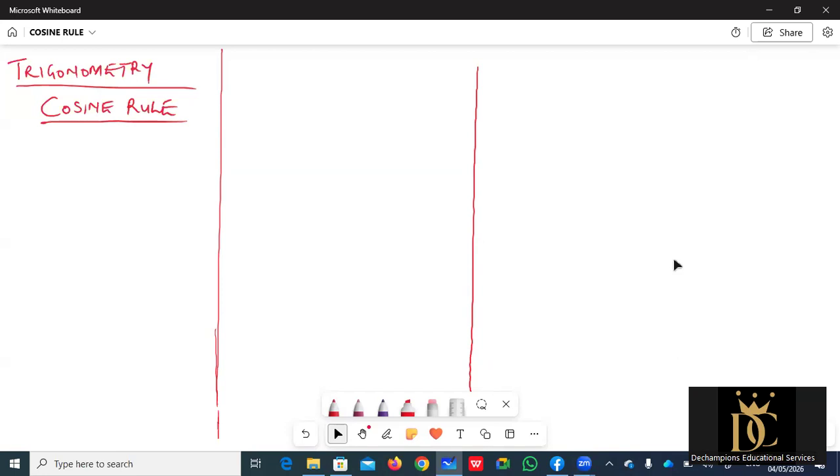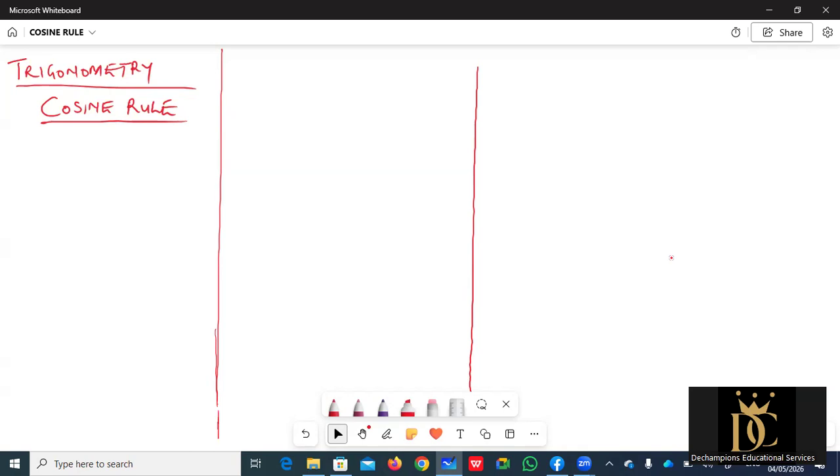Hey, in our previous lesson, we talked about sine rule, but now we want to talk about cosine rule. Cosine rule can be used to find sides and angles of a triangle that is not a right-angled triangle.